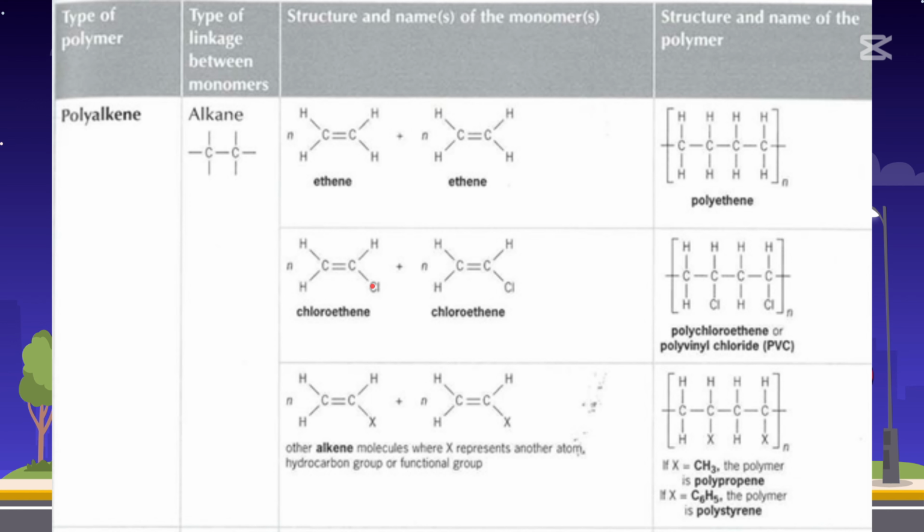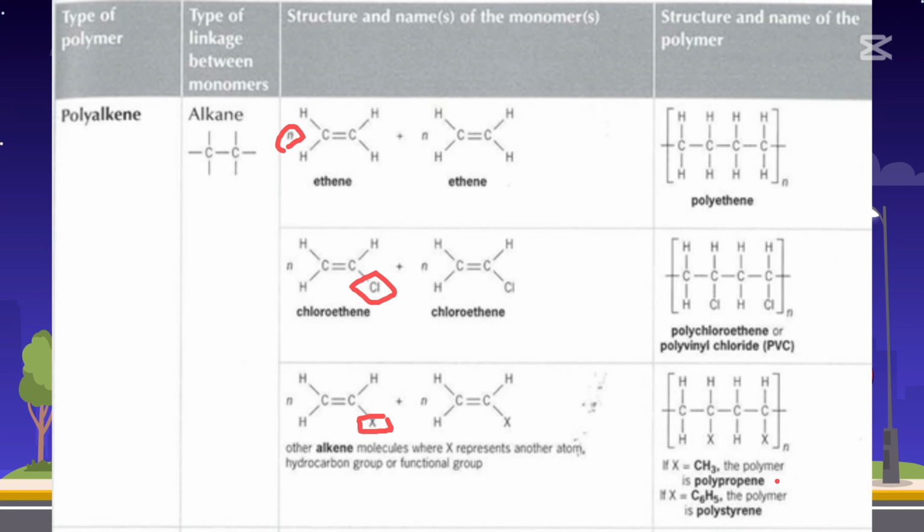So in this one here, we have ethene joining, with the n once again representing repeating units. We have ethene plus ethene coming together to form polyethene. We have chloroethene plus chloroethene coming together to form polychloroethene, also called PVC. Notice where the chlorine is placed because it was originally at the bottom, right? And then we also have any other polymers. So once again, the X could be any halogen group, or any atom, and we join these together to form our polyalkene.